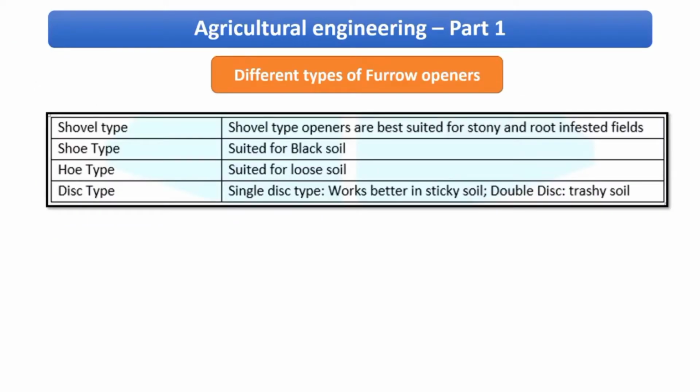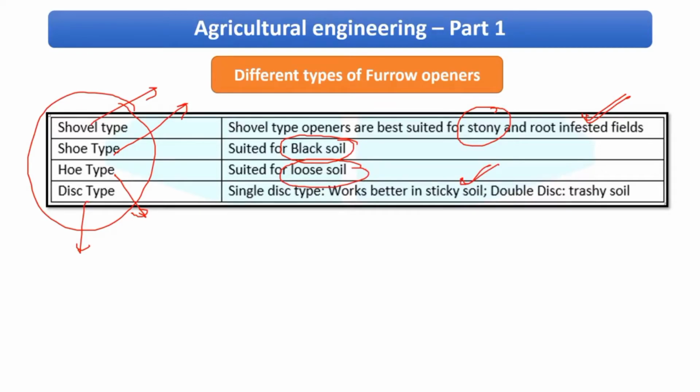So let us see what the various furrow openers are that are used. Here you can see there are different types basically. You have shovel type, shoe type, hoe type, and disc type. Do not go deep into its shape, but just understand what it is used for. Shovel type is best suited for stony and root infested fields. Shoe type is suited for black soil. Hoe type is suited for loose soil. And disc type works better in sticky soil.